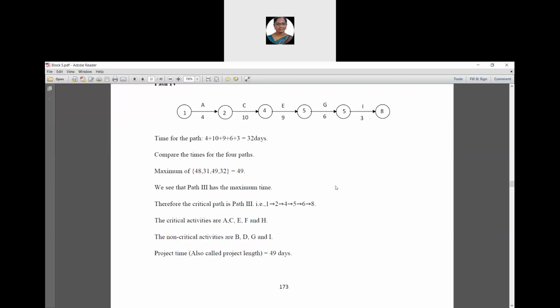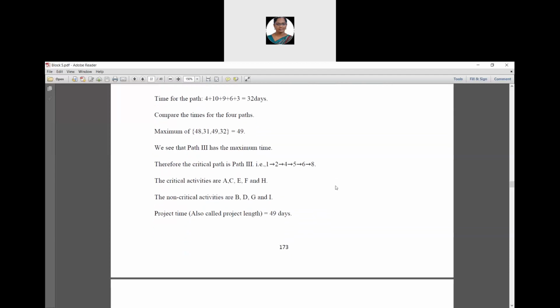Therefore, the project time, also called the length of the project, is 49 days.